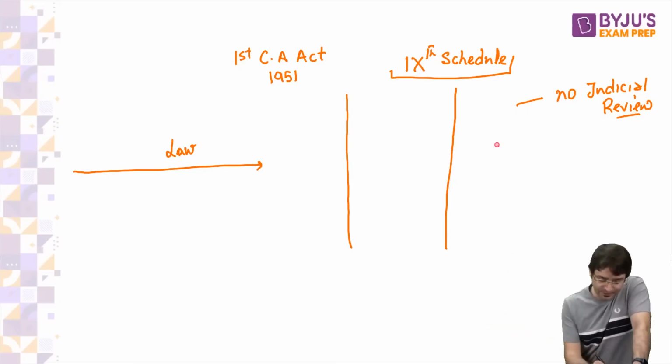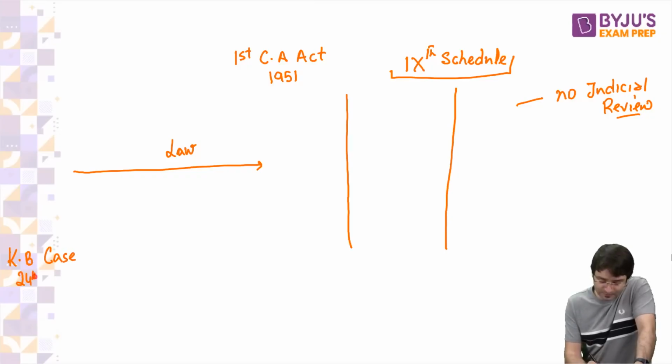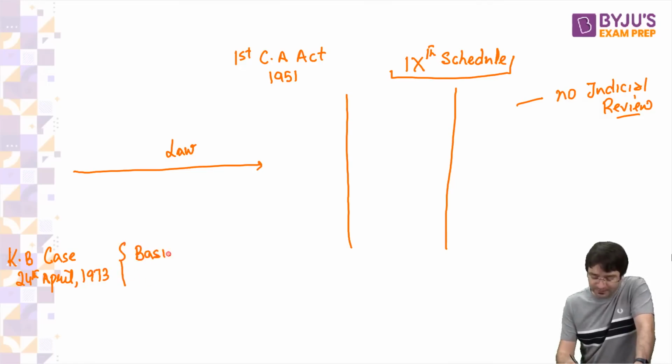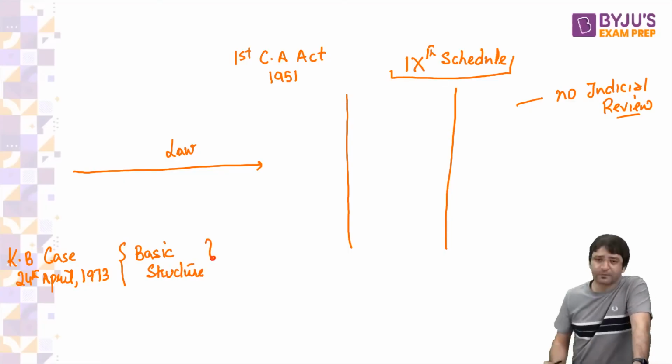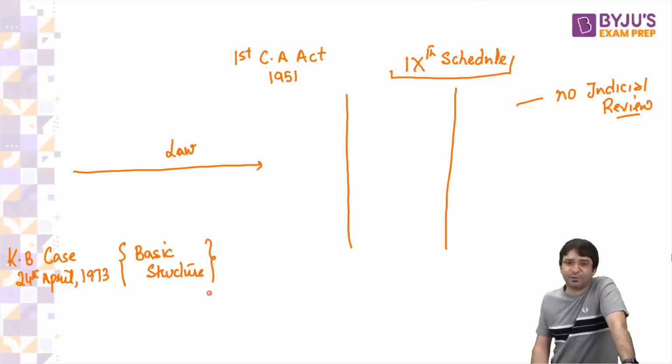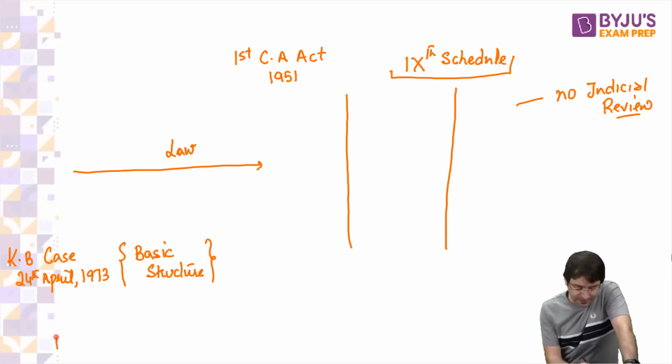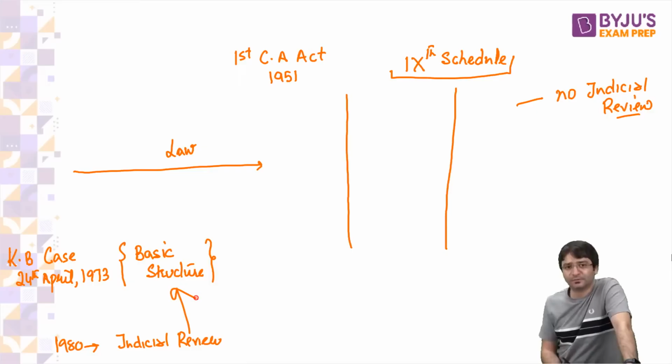But then came the Keshavananda Bharti case, which was decided by the court on the 24th April 1973, where the Supreme Court propounded a doctrine known as the doctrine of basic structure. There are some things which you cannot violate even by amending the Constitution. And in 1980, the Supreme Court said judicial review is also part of the basic structure. The case was Minerva Mills.